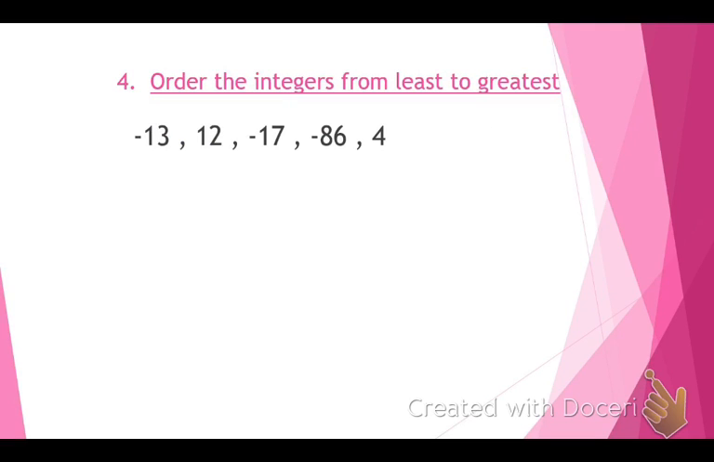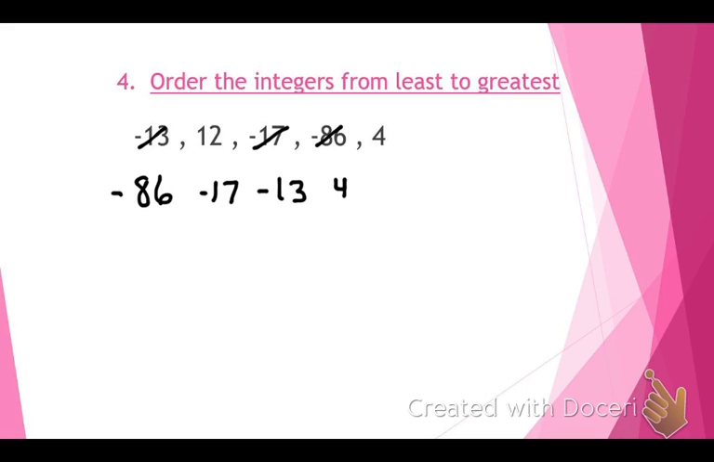Next one, number 4. Order the integers from least to greatest. Go ahead and try this on your own. What's the tiniest one here? Negative 86. Next one? Negative 17. Next one? All right, as I was walking around, this is where people made the mistakes. Which one's the next smallest one?